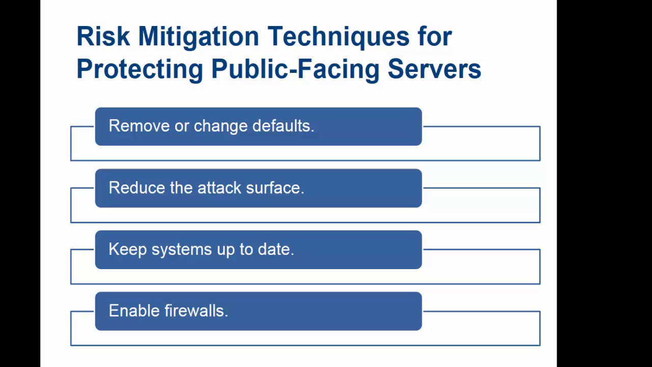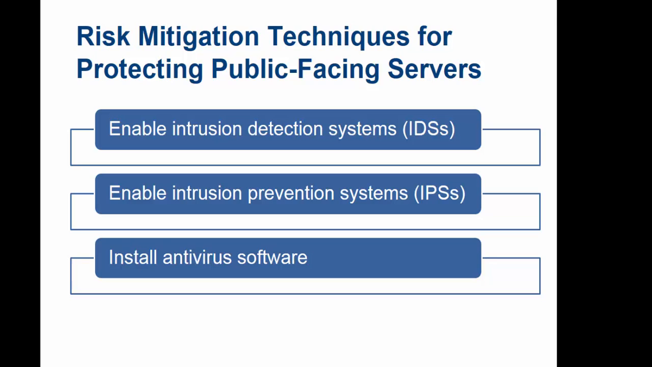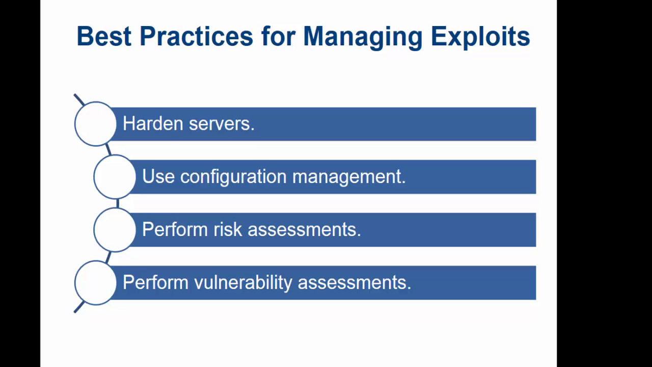And so you want to keep your systems up to date. As we mentioned, there's patch management, there's vulnerabilities and weaknesses, and if you're doing continuous monitoring, you should be keeping the system up to date. And then, as we mentioned earlier, enable the firewalls. These are some of the best practices. Enable your IDSs, your intrusion detection systems. Enable intrusion prevention systems, which are IPSs. Install antivirus software. These are some of the basic things that an organization can do to help protect itself.